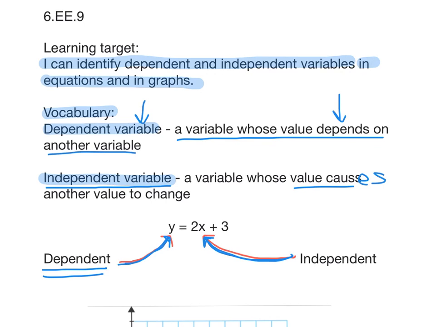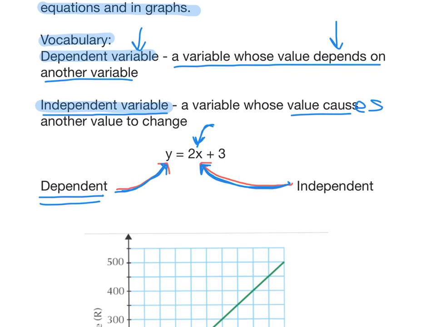So in other words, in this case, if you put in a 1 where the x is, y is 5. If you put a 2 where the x is, y would equal 7. The y depends on what you put in where the x is. That's why it's called dependent and independent variables. Okay?